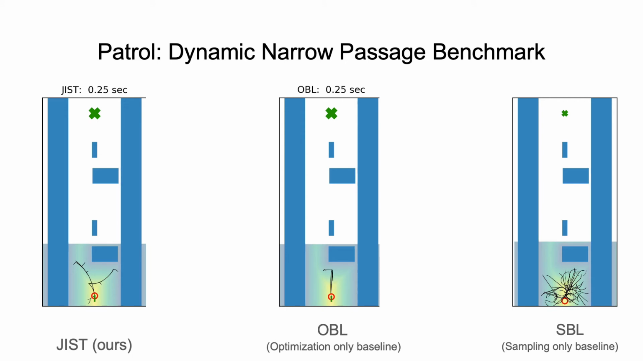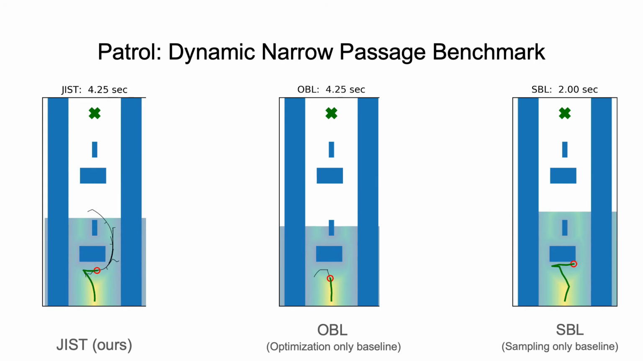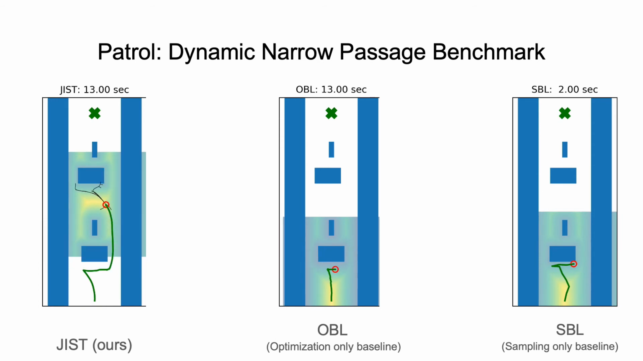Similar to the 2D random forest, another 2D navigation experiment we considered is narrow passage navigation while avoiding dynamic obstacles. Here again, while sampling and trajectory optimization based approaches terminate in collision, JIST successfully manages to navigate to the designated goal with ease.